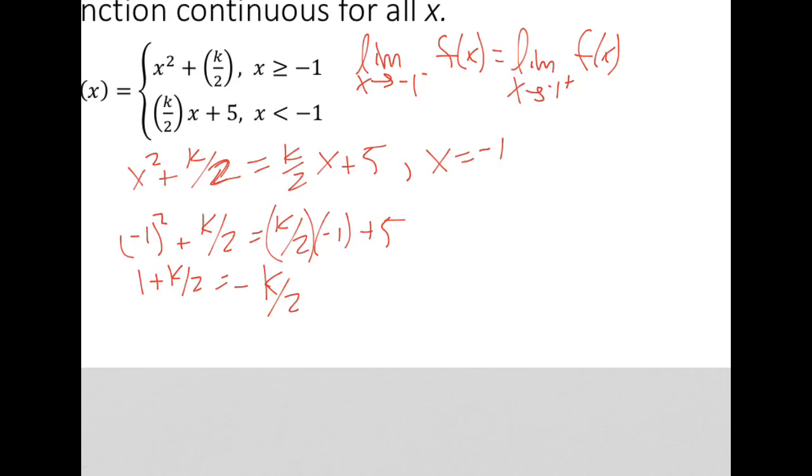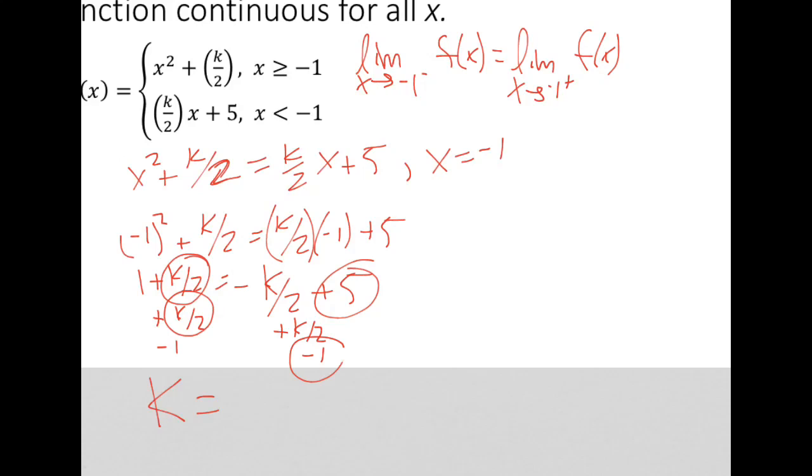So I'm going to add a k over 2 to both sides because I'm trying to combine like terms, and I'm going to subtract a 1 from both sides. So a k over 2 plus a k over 2, think of it as like 1/2 plus 1/2 is a whole. Well, half of a k plus half of a k is a full k. So k equals my 5 minus that 1, k equals 4.